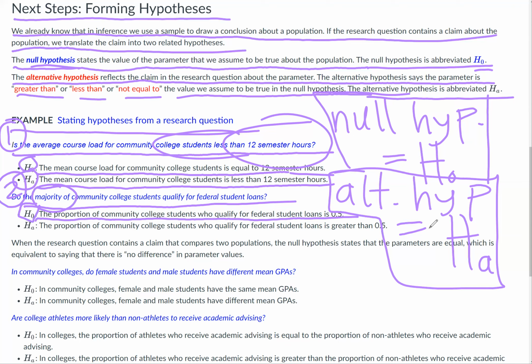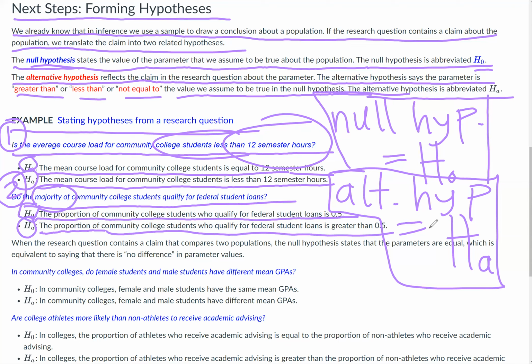So I guess that means that the standard thought would be it's half. So we think maybe it's half, but then they're asking now, actually, is it the majority that actually qualifies for student loans? So you would phrase the alternative hypothesis in that situation: the proportion of community college students who qualify for federal student loans is greater than 0.5.